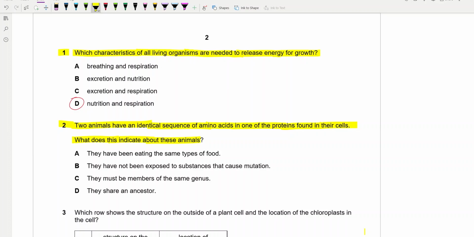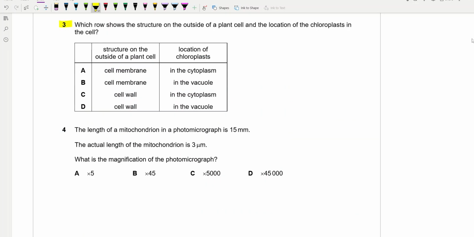Option A. They have been eating the same types of food. Option B. They have not been exposed to substances that cause mutation. Option C. They must be members of the same genus. Option D. They share an ancestor. So, the amino acids in the proteins are a genetic factor. The answer would be option D. They share an ancestor.